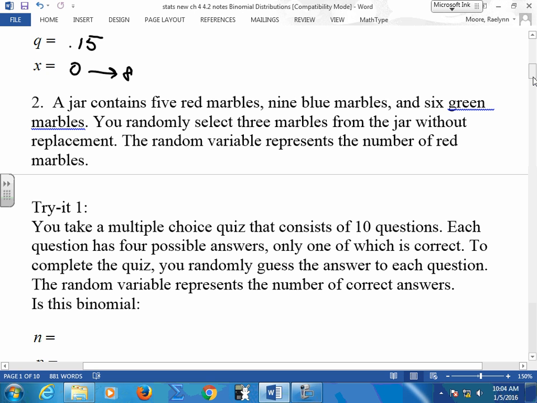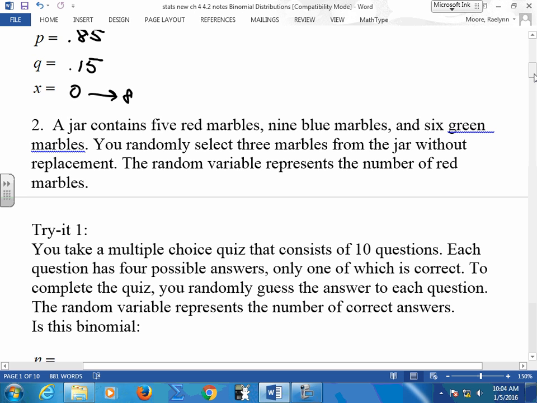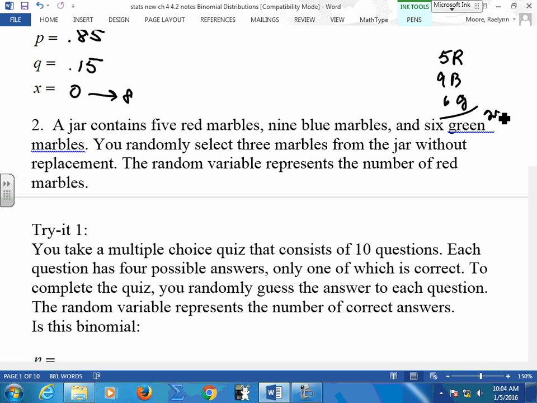Okay, a jar contains 5 red marbles, 9 blue marbles, and 6 green marbles. 5 red, 9 blue, 6 green. Add them up. 20 marbles altogether. You randomly select 3 marbles from the jar without replacement. The random variable represents the number of red marbles. Would this be a binomial probability? Why?